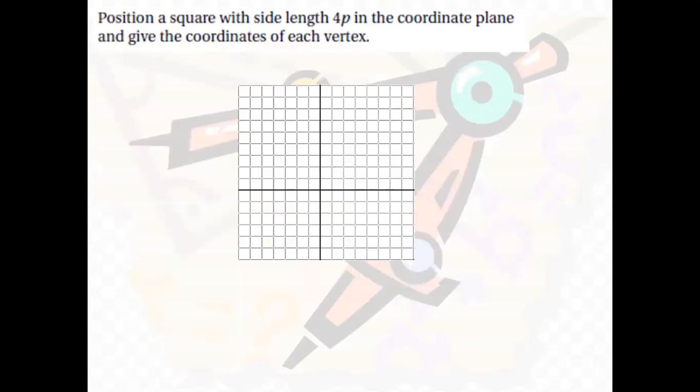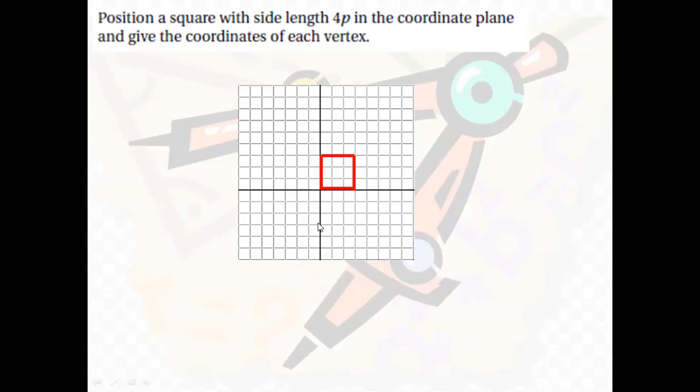Let's try one more. Position a square with side length 4p in the coordinate plane and give the coordinates of each vertex. Now 4p, again, they did not give us what p is without giving us the units. So it's a square. What is the length of the square? What is the side? We don't know anything, right? So we are just going to draw a square. You know a square has all equal sides. So it's up to you how big or how small you want to make it. So I have drawn it like that.